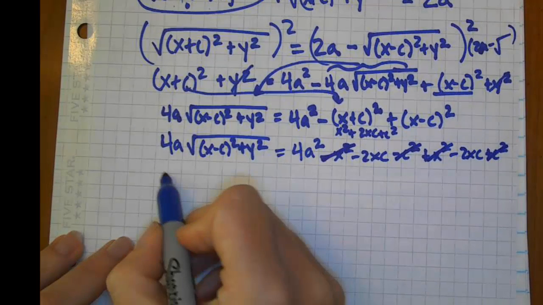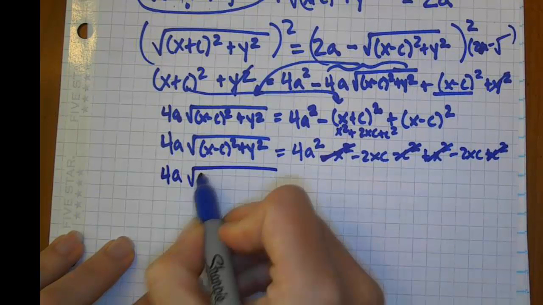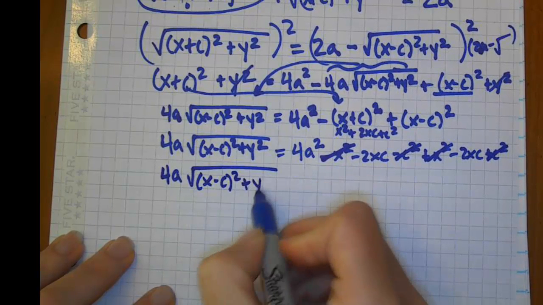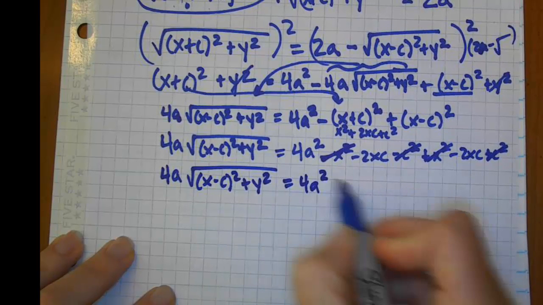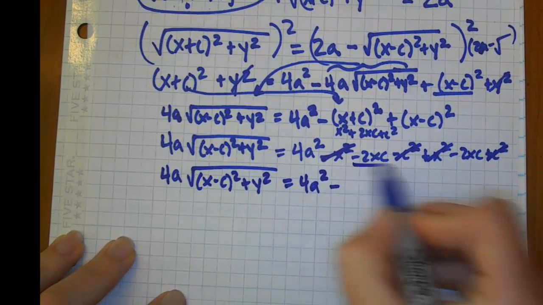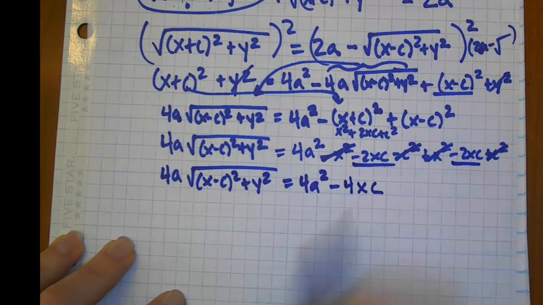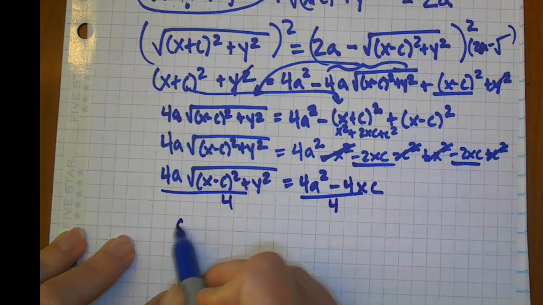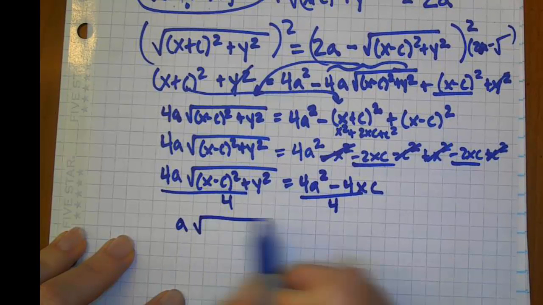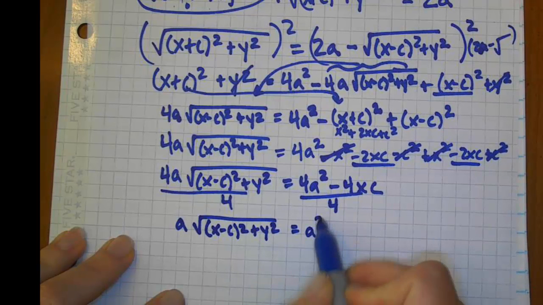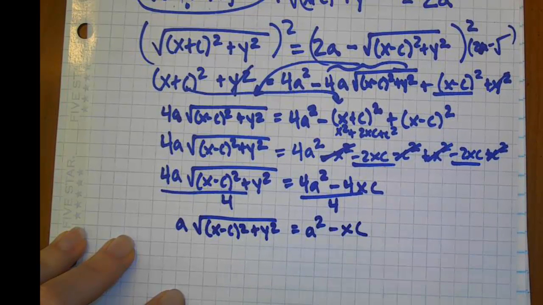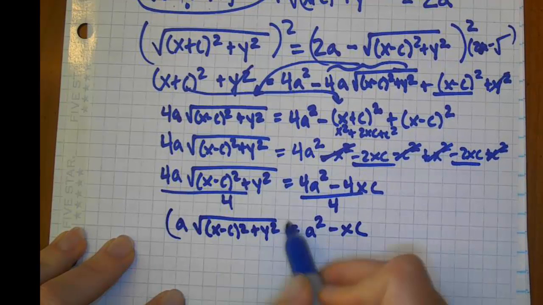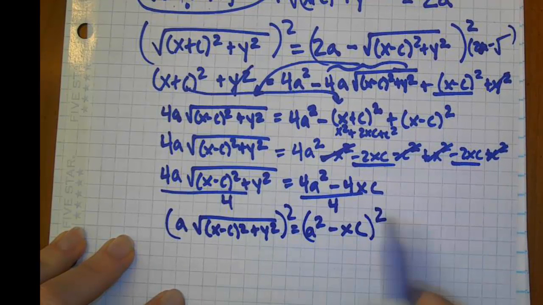So what I'm left with is 4a, the square root of x minus c squared plus y squared equals 4a squared minus, and I can combine like terms, 4xc. Both sides are divisible by 4. So I am left with a times the square root of x minus c squared plus y squared equals a squared minus xc. So now I'm going to square both sides to see if I can get that square root out of there.